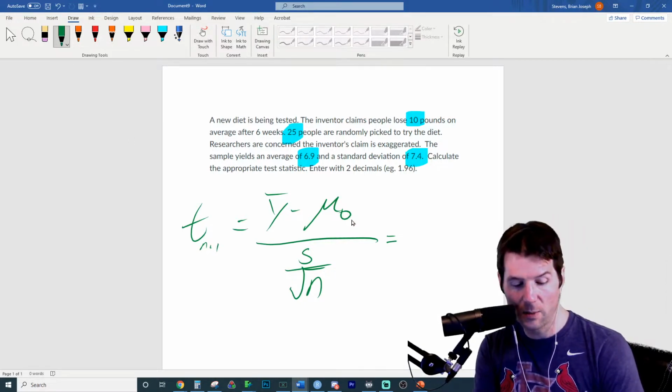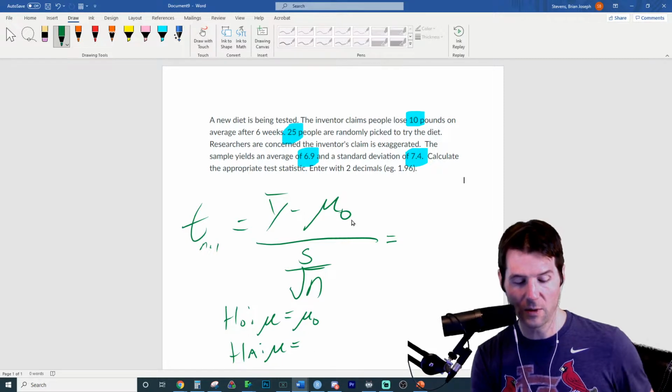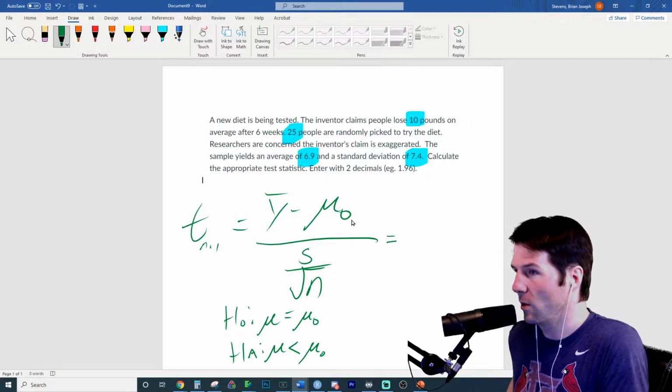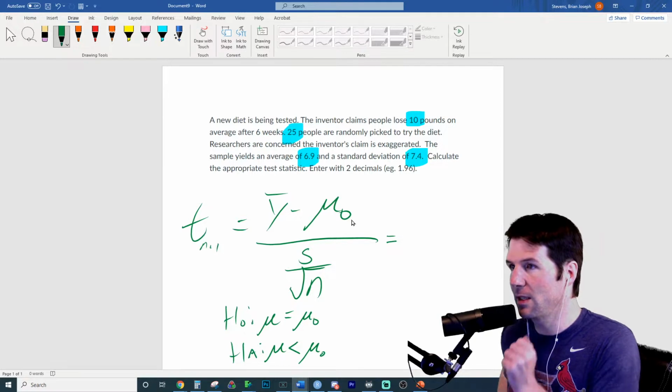And you'll see, especially with this one, the null hypothesis states that the true mean is equal to some hypothesized mean. And the alternative hypothesis would be that the true mean is, this one is saying, are the claims exaggerated? So less than. So what are some of the values right here? And we'll plug them into the equation, and then we can solve for the t-statistic.